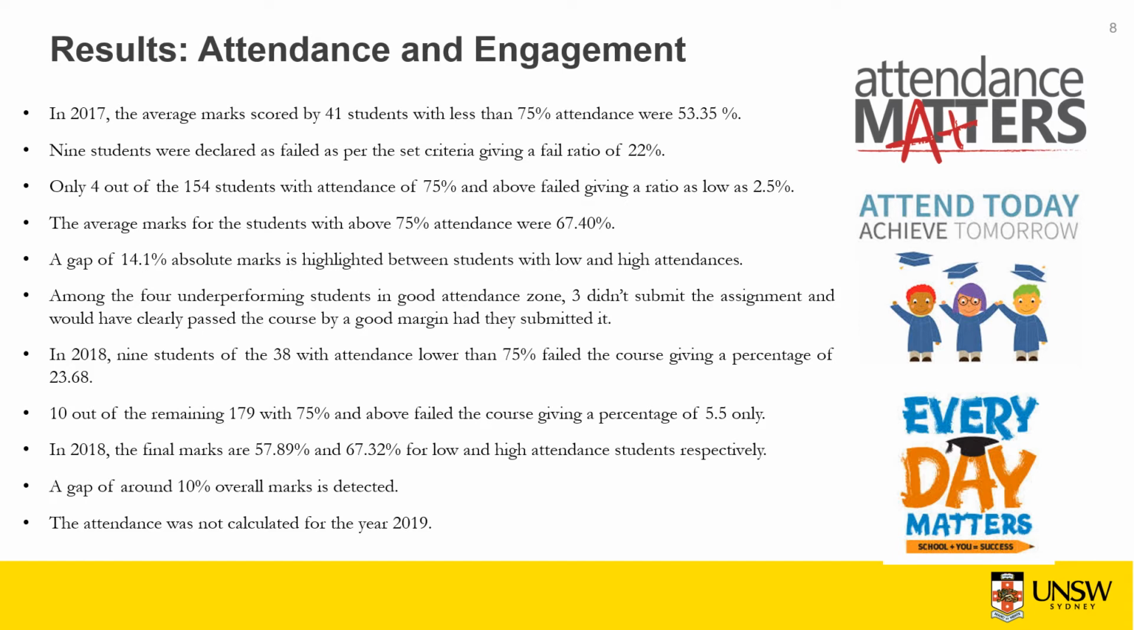Among the four underperforming students who were categorized as having good attendance, three did not submit the assignment, which was 40% weightage. So if they would have just submitted the assignment, they would have clearly passed the course by a good margin. So the four students who failed among the 154 good attendance students failed because they did not submit their assignments.